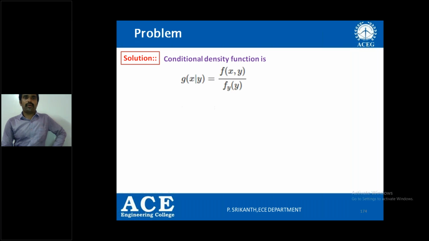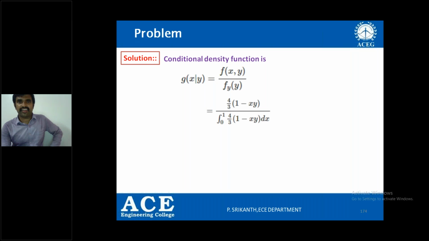Coming to the solution. Here, the conditional density function: how do you write the conditional density? g of x given y equal to f of x comma y by fy of y, right? So we can find the conditional density. F of x comma y is the given function, and you know how to find fy of y. You need to eliminate x. So therefore, integral 0 to 1 of 4 by 3 into 1 minus xy into dx, right?